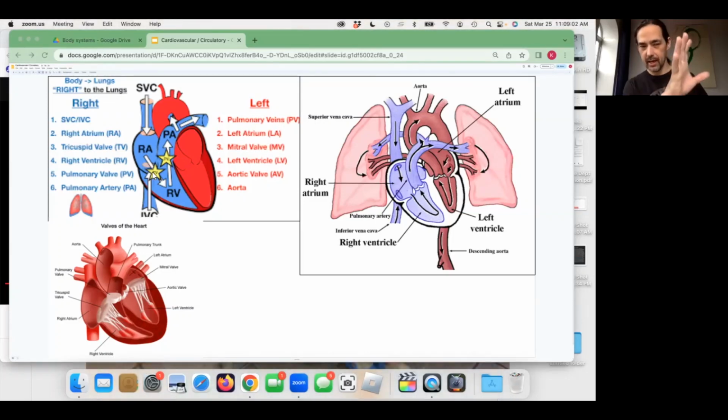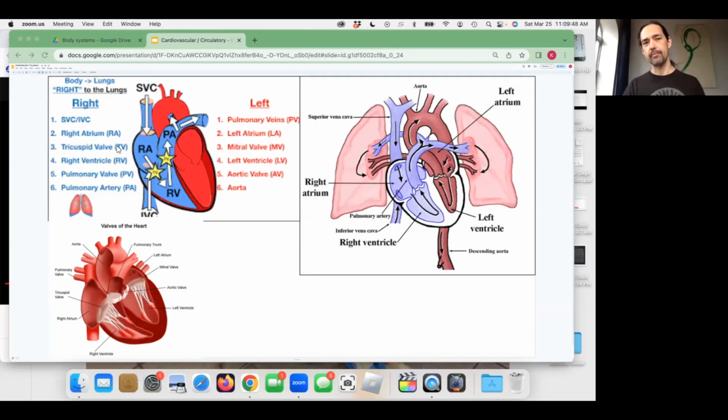Okay, and now let's do the entire right side and then the entire left side without stopping. So superior, inferior vena cava, right atrium, right ventricle. Right ventricle, pulmonary artery, lung. Lung, pulmonary vein, left atrium, left ventricle. Left ventricle, aorta.